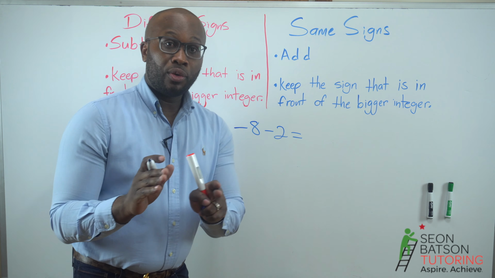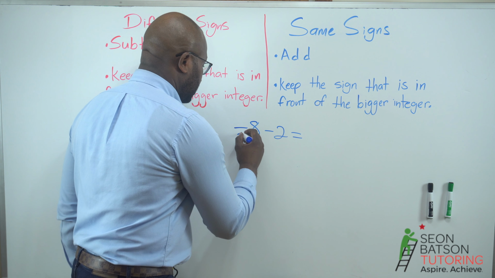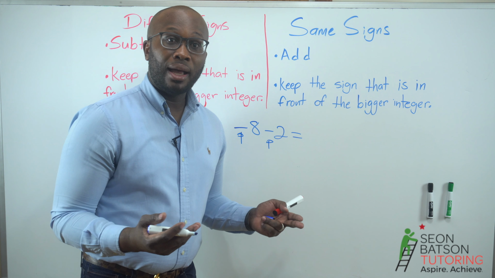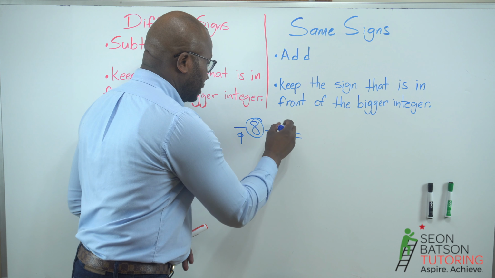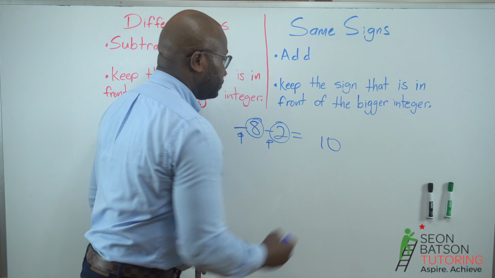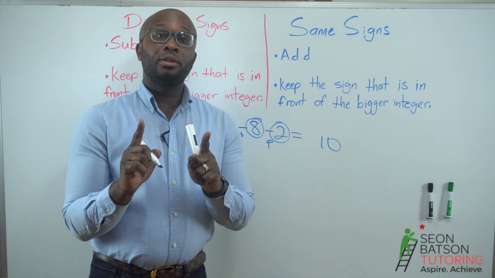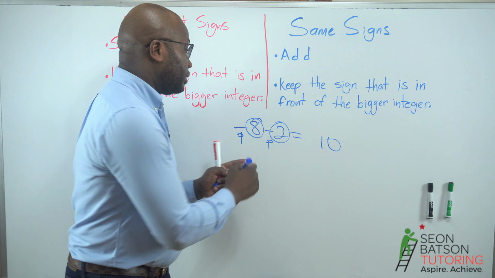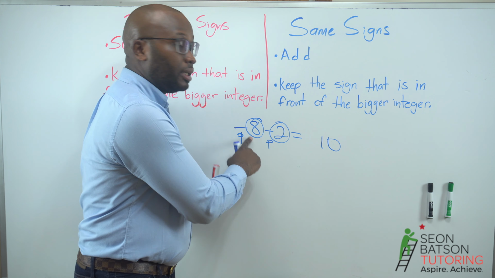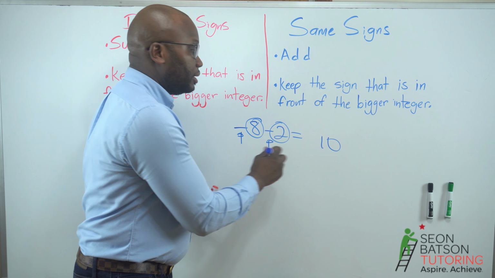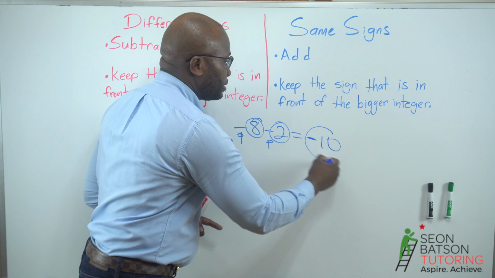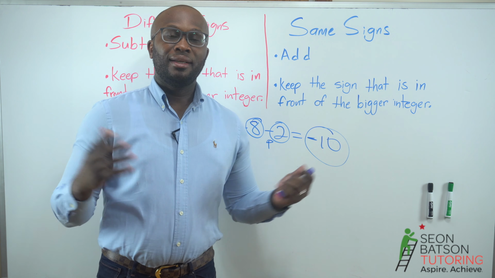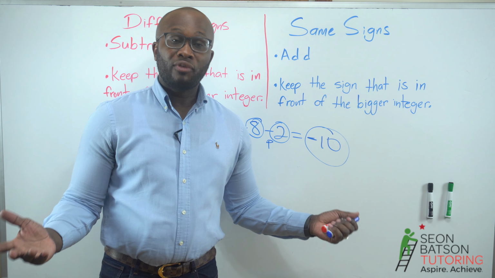So again, the first thing we are going to look at is our signs. Our signs are the same. So because they are the same, we are going to add. If we were to add 8 and 2, we would get 10. However, don't forget what's important. When we're done adding, we must keep the sign that's in front of the bigger integer. The bigger integer here is 8. The sign in front of the 8 is negative. So we must keep the negative sign in our answer. So our answer is -10. I hope you got -10. How was that? Very simple, right?